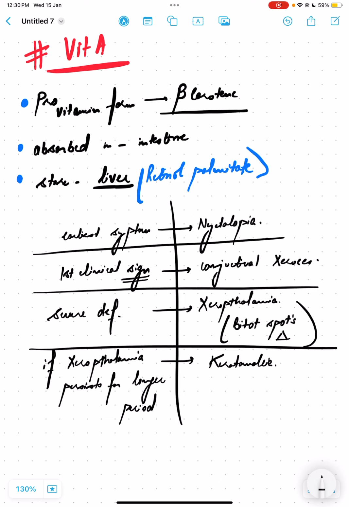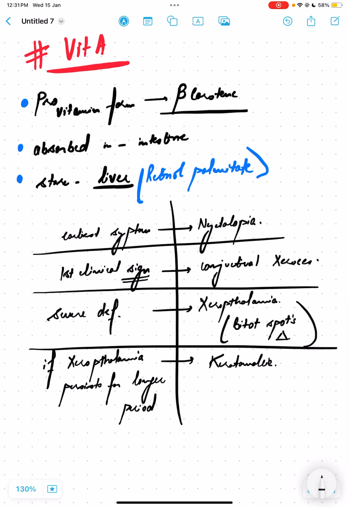features very well. The earliest symptom is night blindness, but the earliest sign is the conjunctival xerosis. If there is a severe deficiency, it can cause xerophthalmia with Bitot spots, but when this xerophthalmia persists for a longer period of time, it can cause keratomalacia. That is the more dangerous form of it.